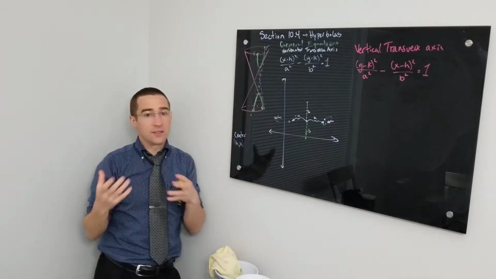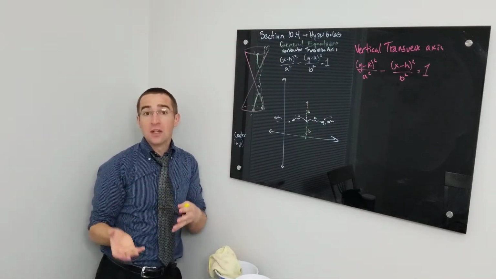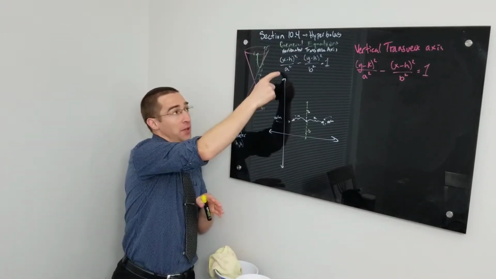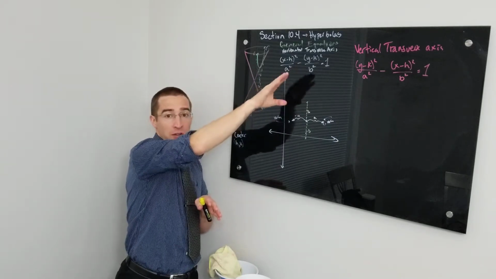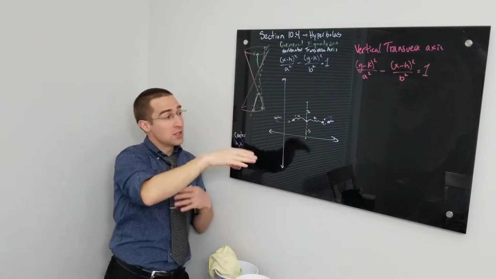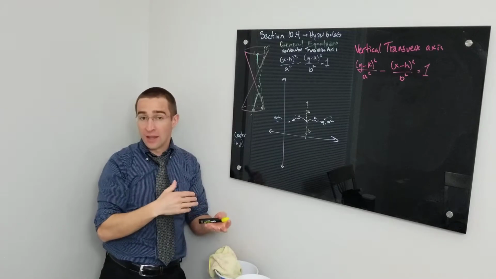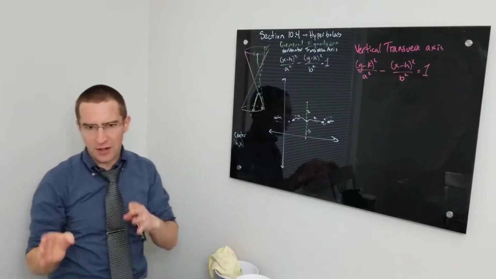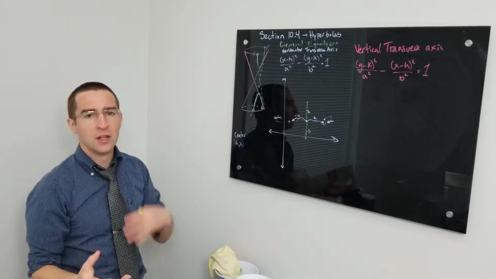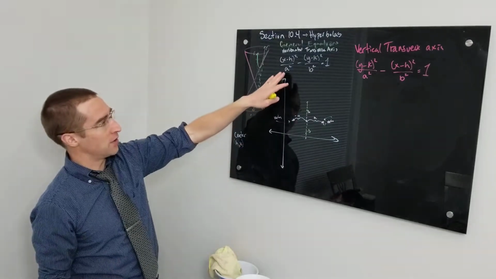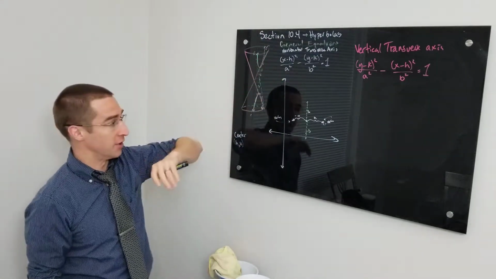A and B, it doesn't matter which one's bigger. The A value is always under the one that's positive. The B value is always under the one that's getting subtracted. So B could be greater or less than A. That part doesn't matter here. Not like with ellipses, where A was always bigger. Hyperbolas, the A squared or the A is always under the positive term.